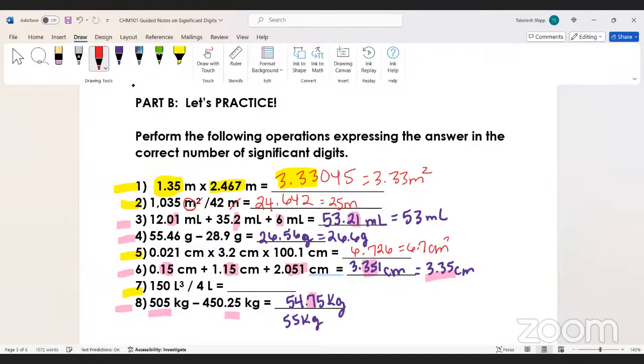cubic centimeters. Okay? 6.7 cubic centimeters.